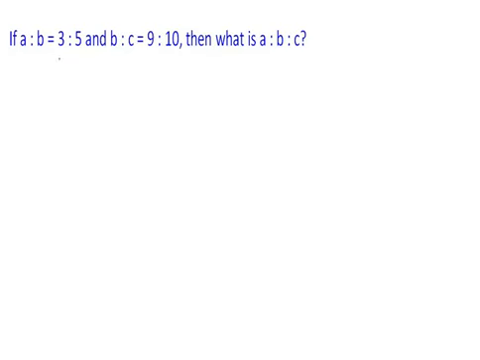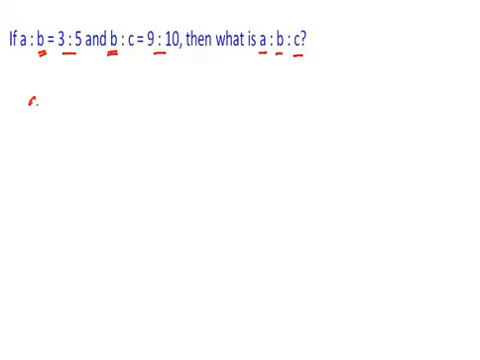If A is to B is equivalent to 3 is to 5 and B is to C is equivalent to 9 is to 10, what is A is to B is to C? So we have been given two ratios, and it's a comparison between three terms, and we can clearly see that B is the common element, right?